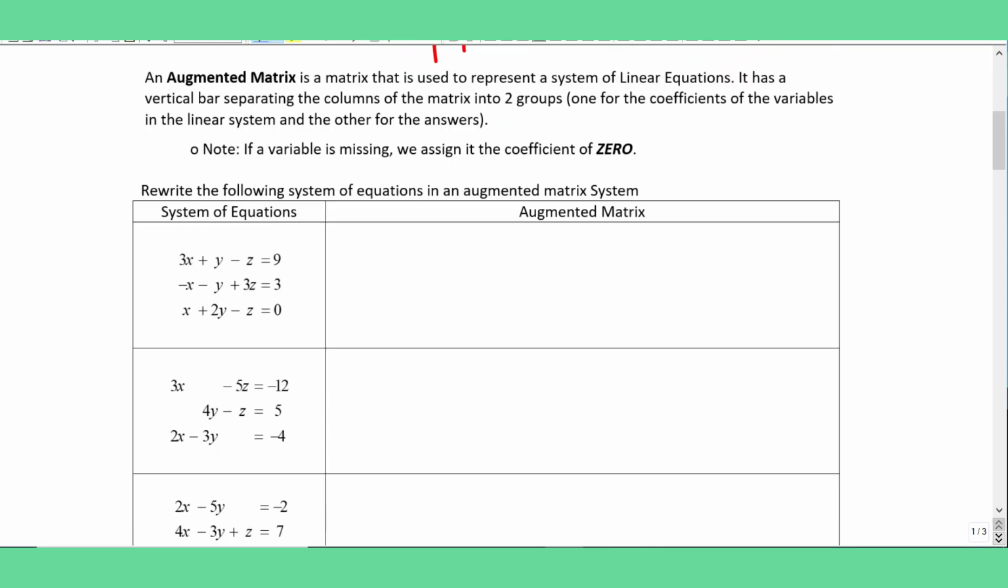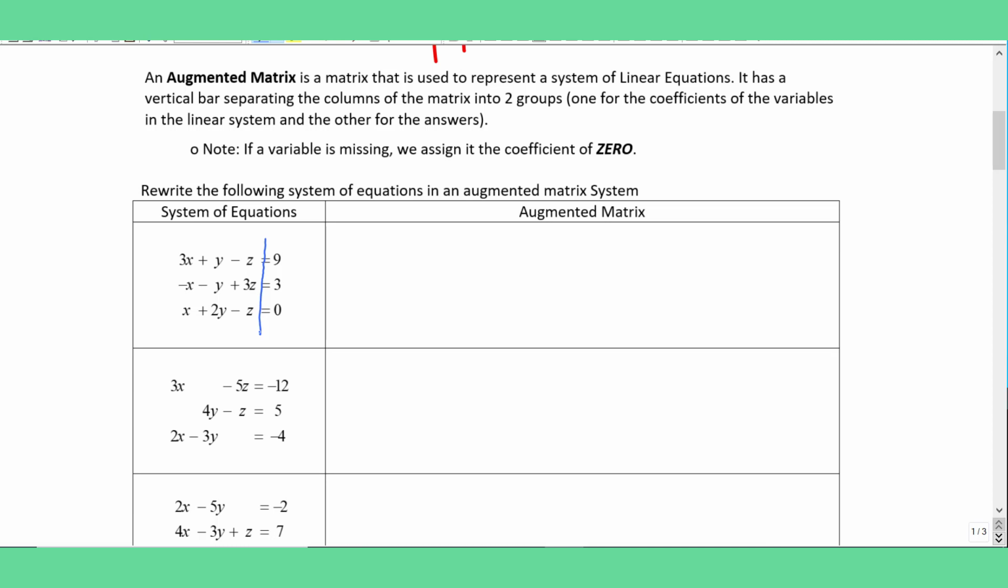Now we're going to look at what's called an augmented matrix. This is a matrix that is used to represent a system of linear equations. It has a vertical bar separating the columns of the matrix into two groups, one for the coefficients of the variables in the linear system and the other for the answers. As in, the vertical bar kind of takes the place of all the equal signs. We do want to note if a variable is missing, we assign it the coefficient of 0.